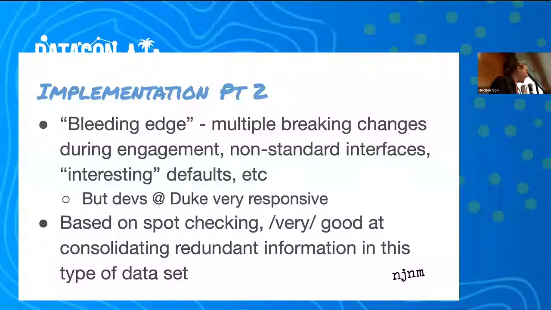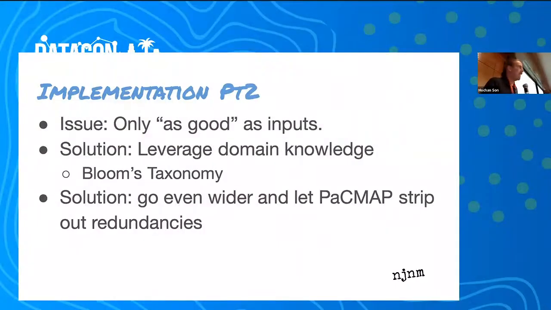And I will say this, based on my spot checking and exploratory work, this is very good at consolidating redundant information with this type of data. So if you're doing NLP, PaCMAP is a great thing for it. It's like the cheese to go with the wine. That's how I think about it. But this didn't work so great. And the reason is it's only as good as the input.